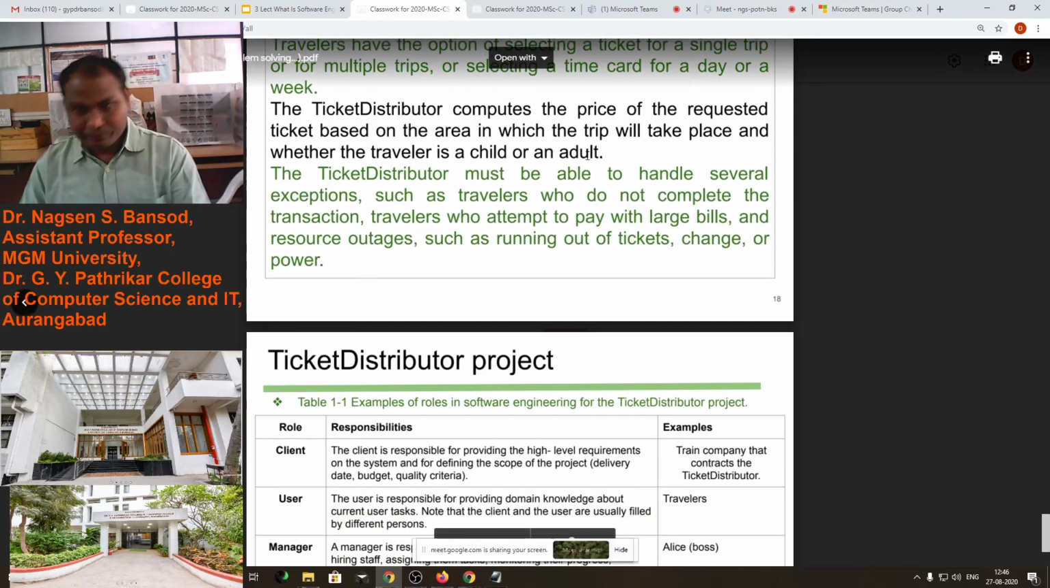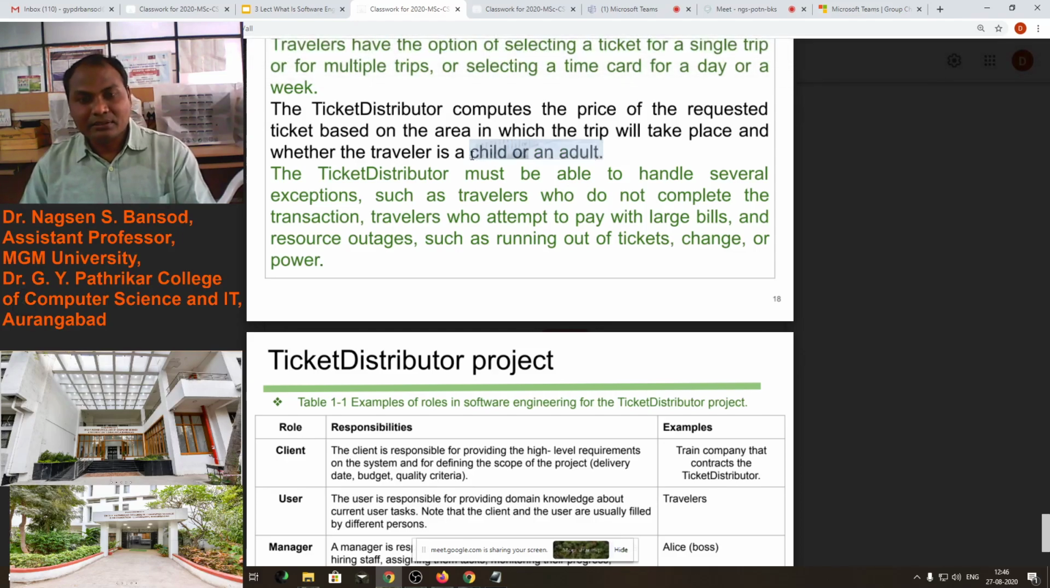There are some criteria. If the age of the ticket holder is less than 12 years, then the price of the ticket will be changed. Such type of logic we have to develop in the program, then that machine will distribute the ticket.